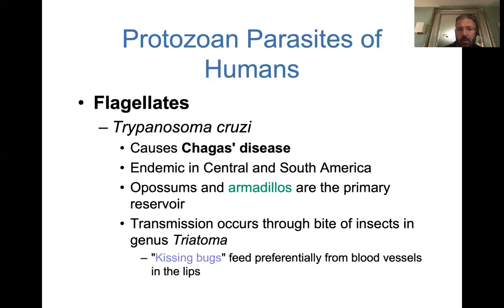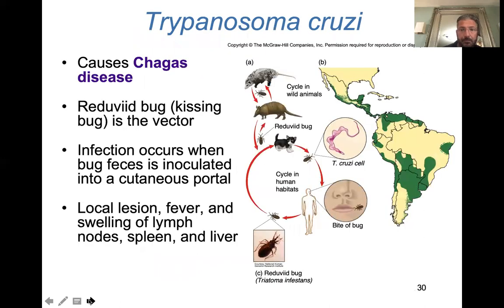The kissing bug feeds preferentially from blood vessels in the lips, because remember, I don't know if you guys can see me in the video, but the skin is very, very thin on the lips or on the eye. Right? They'll get right around the conjunctiva, and they'll bite in that area. Here we see the possum and the armadillo. These are really their primary reservoirs. The reduviid bug is what it's called, right? Or kissing bug. Infection occurs when bug feces is inoculated into the cutaneous portal.